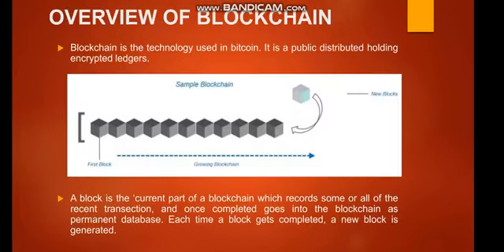Overview of blockchain. Blockchain is the technology used in Bitcoin. It is a public distributed, encrypted ledger. Sample blockchain: first block, growing blockchain.